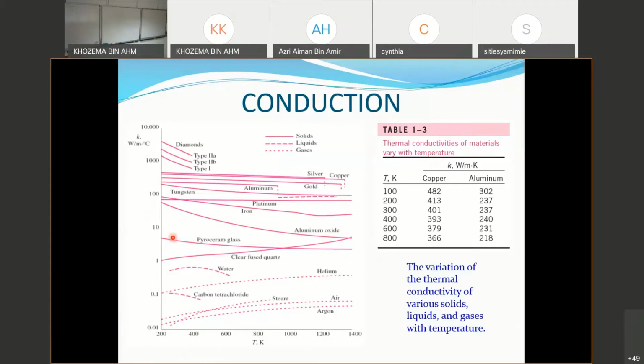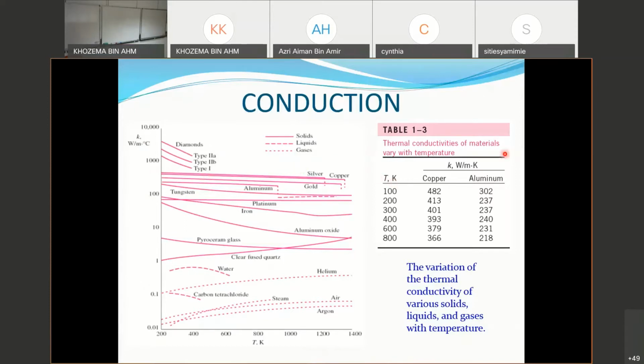You can see here, for example, aluminum oxide. At 200 degrees Celsius, the value of K may be around 60 or 70 or 80. But then when you start to increase the temperature up to 1200 Kelvin, the value changes to around 8 or 9. So you can see here, there's a change from 80 to 8. Whereas there are some materials like silver, they are not very sensitive to temperature.